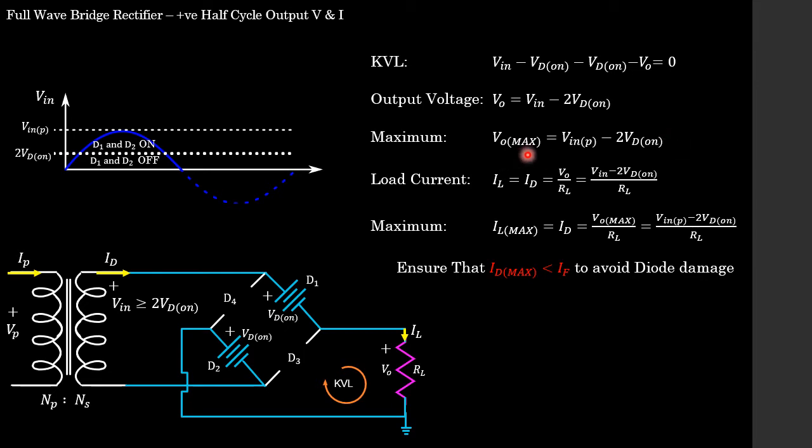Our output max, we need to know it's going to occur when our input is at its peak. Our peak is over there. So our output max voltage will happen at our input peak minus 2 times VD on.